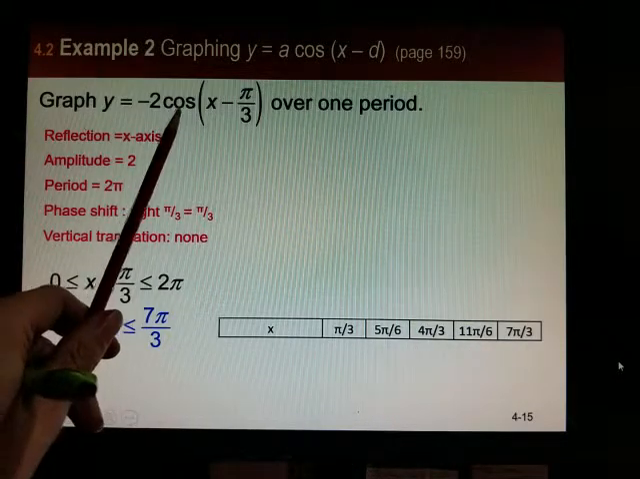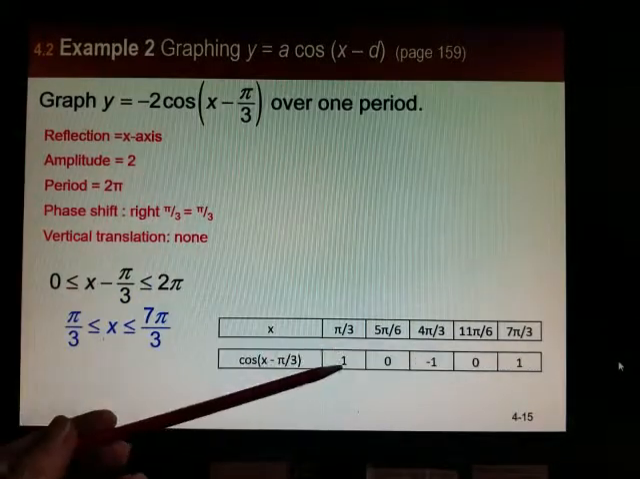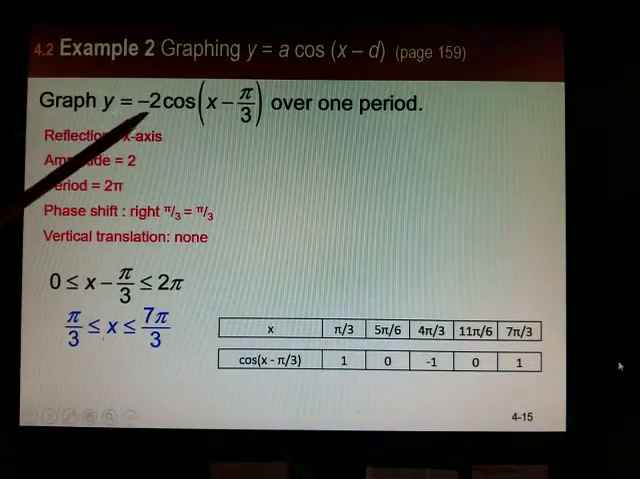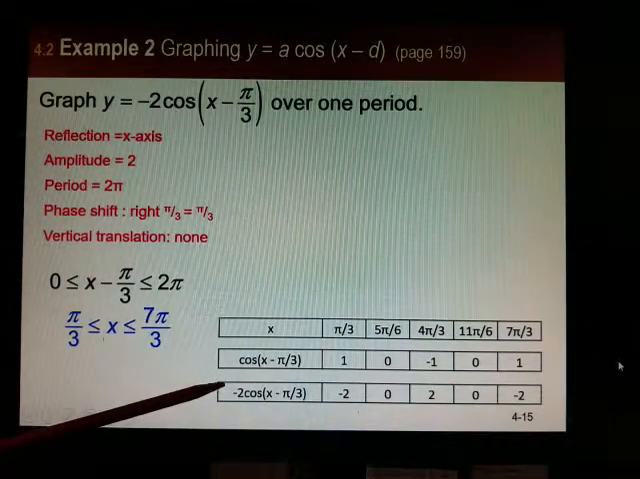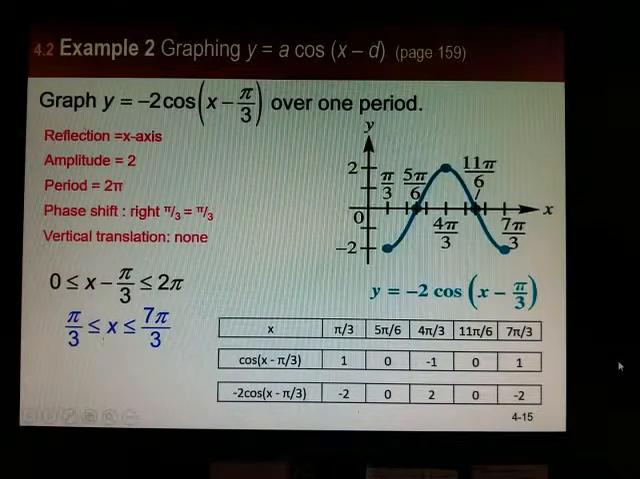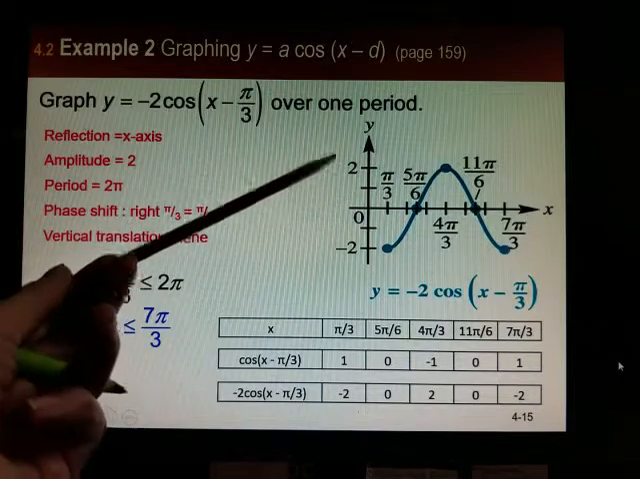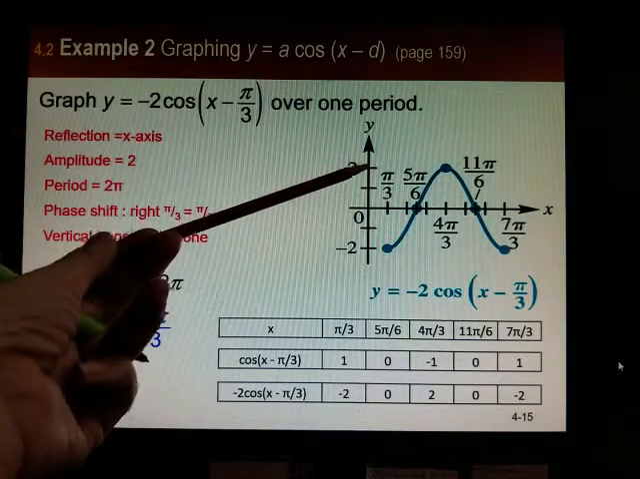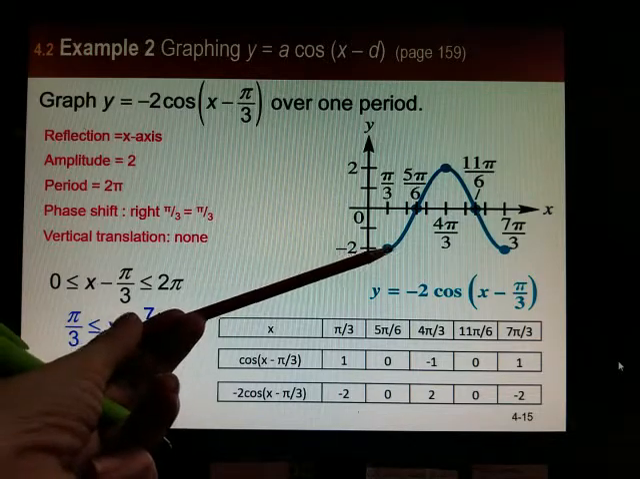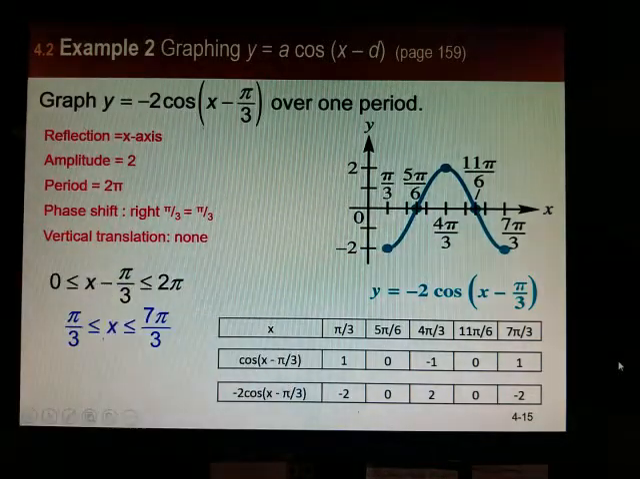Again, this was cosine. Cosine normally will start at 1, 0, negative 1, 0. We then multiply by that coefficient of negative 2 out front with every single one of those. So you notice that negative has already taken care of that reflection also. And there's your graph. See, the original would have been up here at positive 2, but it's been reflected over the axis and moved to the right pi thirds. There's the starting point now. And there is my graph.